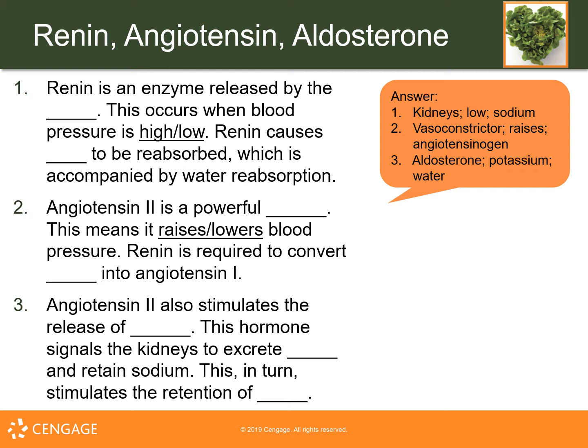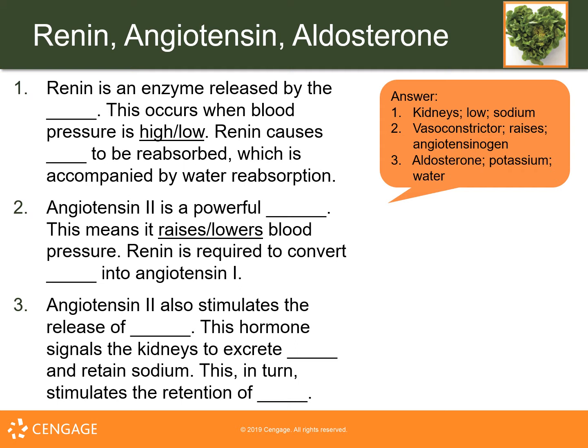Okay, number 2, angiotensin 2 is a powerful vasoconstrictor. We have vasoconstrictors and vasodilators, and this one constricts the vessels, so it constricts blood vessels or blood capillaries, and this means it raises blood pressure because we narrow them. Renin is required to convert angiotensinogen into angiotensin 1.